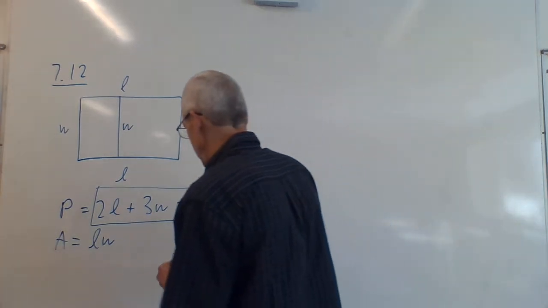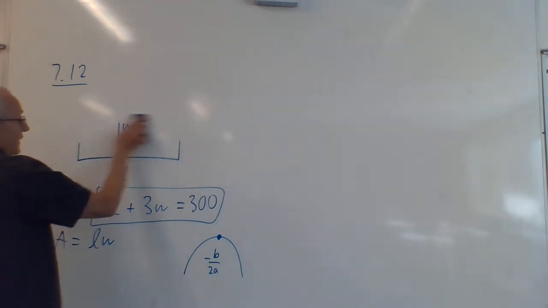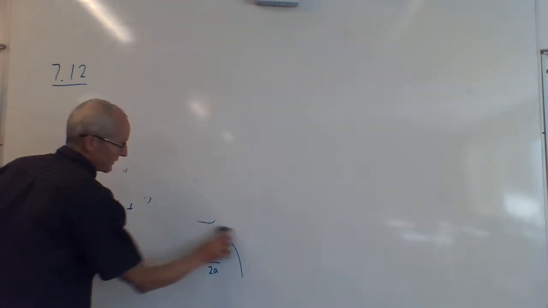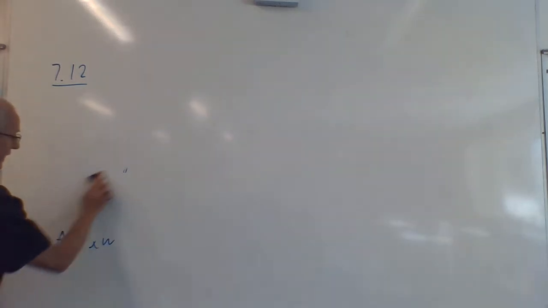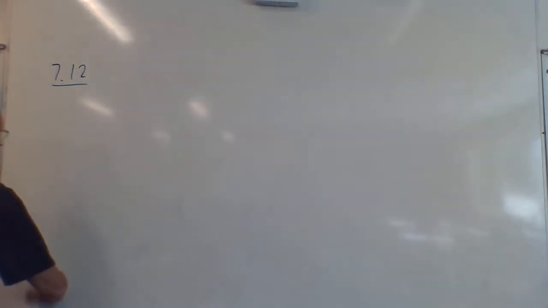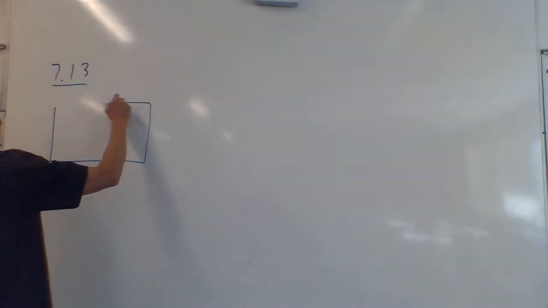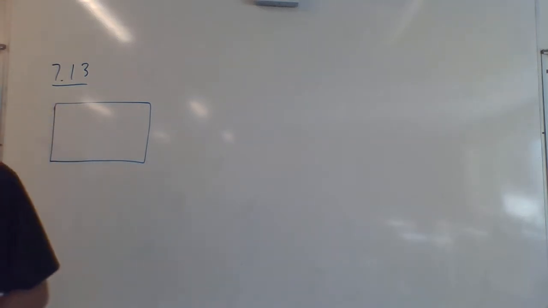Now, 713 is very similar, but they make it a little bit harder, which is kind of cool. They make it the cost of the fence. Now we have the cost of the fence. I think it's the same idea. I'm going to change that to a 13. We have a rectangular enclosure. Let me read it carefully here.